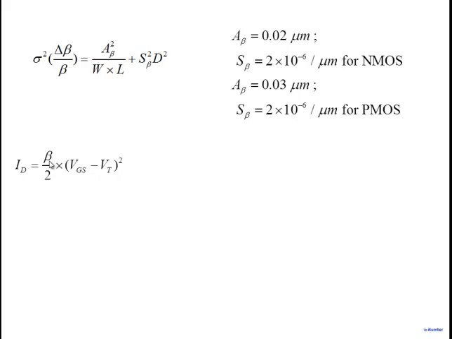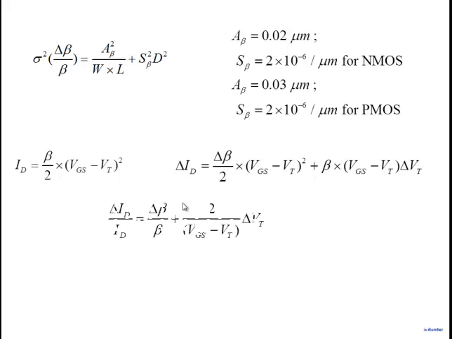So as a consequence of mismatch in beta and as a consequence of mismatch in VT, two neighboring transistors biased in exactly the same manner will have a mismatch in ID. And that is fairly easy to see. Delta ID, as you can see here, will be delta beta by 2 (VGS minus VT) squared plus beta times so much here. And one can obtain a percentage change in ID, delta ID by ID. So that is delta beta by beta plus 2 by (VGS minus VT) times delta VT.